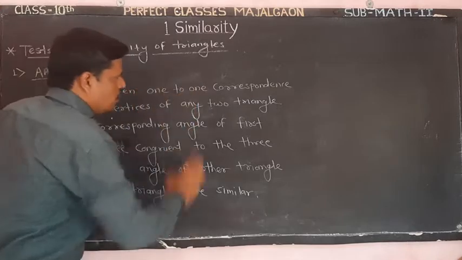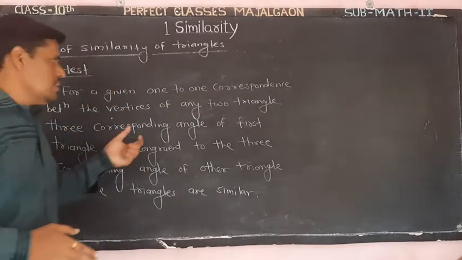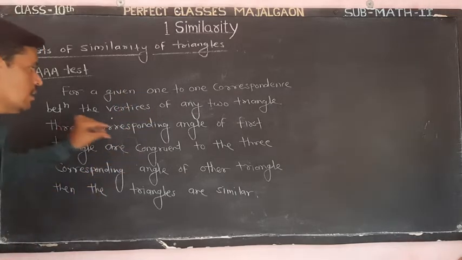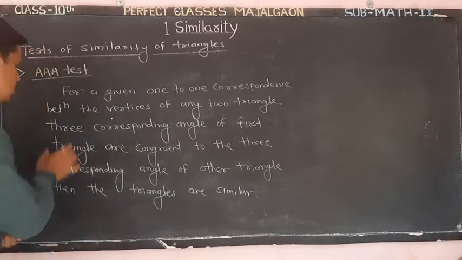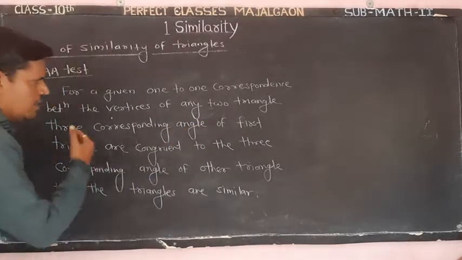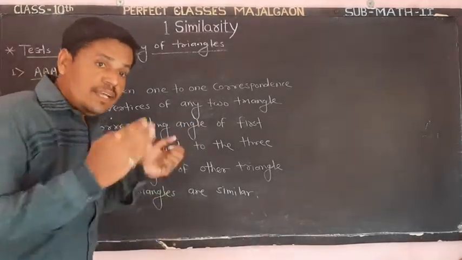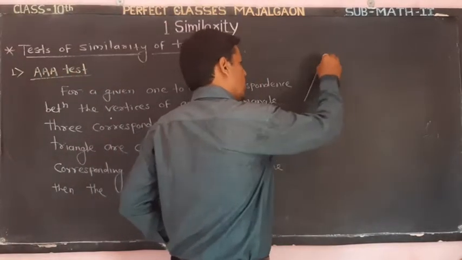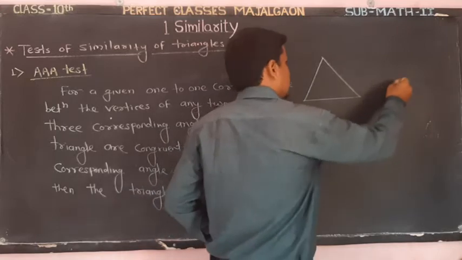For a given one-to-one correspondence between the vertices of any two triangles. This is the same for all the tests. Here, three corresponding angles of the first triangle are congruent to the three corresponding angles of the other triangle, then the triangles are similar. Now we take any two triangles and discuss this test.